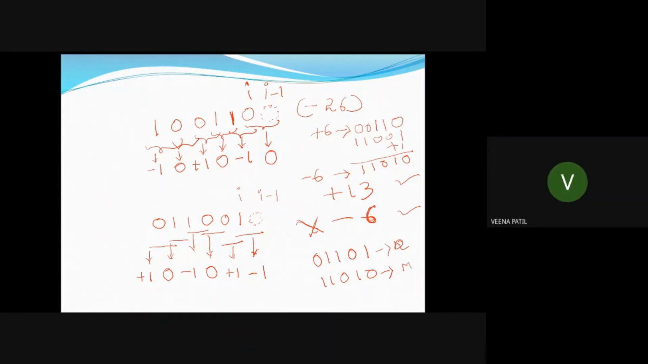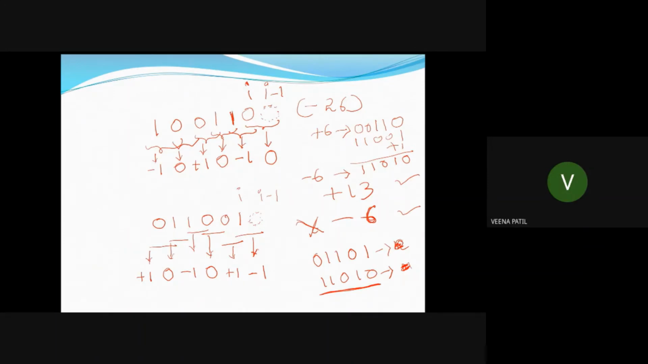Now, what am I supposed to do? I am supposed to do a recoding. I need to record the multiplier. That is, I need to record this. Okay, so Booth recoding. Can you record this? Can you tell me what is the equivalent recorded value for -6?